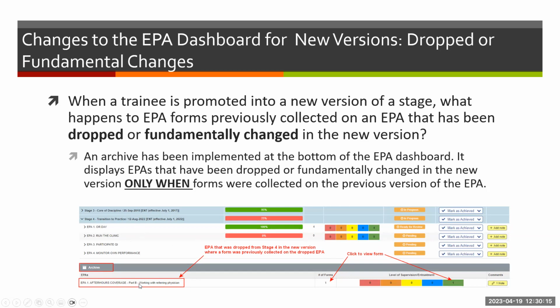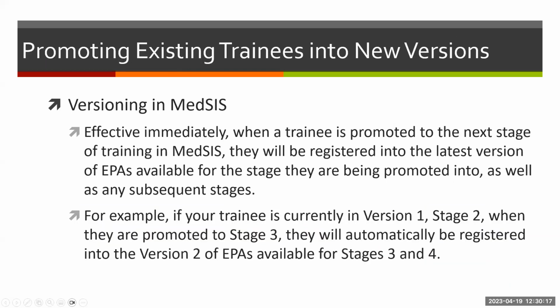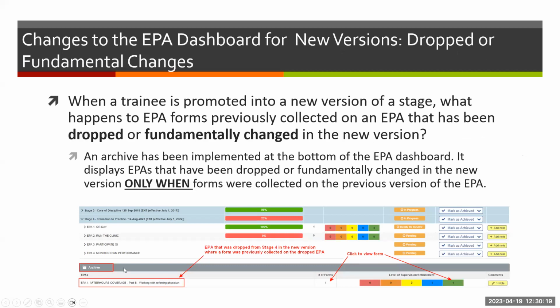So they just move all of the EPAs from that into a section called an archive. And then you can see that those forms, you can still view them, you can still look at them, so you don't lose the actual record, but they're not actually being calculated during any of this progress because this particular EPA is not active anymore in the new version. Does that make sense with everybody?